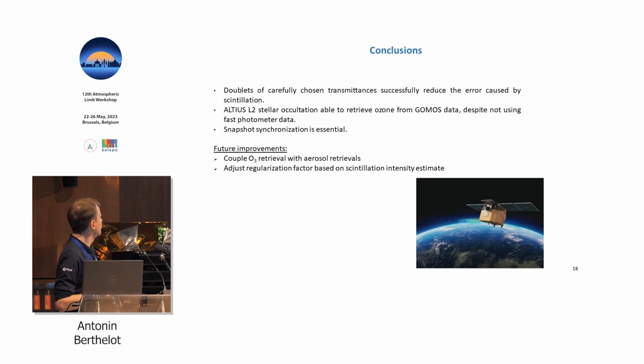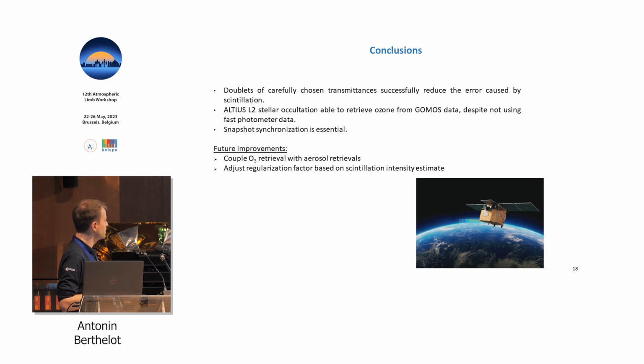Right. So in conclusion, if we carefully choose our doublet, we are able to mitigate scintillations, and we're quite happy with those results. There are still some things to improve. For instance, this doublet uses data at 442 nanometer. So there's an interference with NO2, and we want to improve a bit on this. Okay, and against GOMOS data, we actually perform quite good, I think.